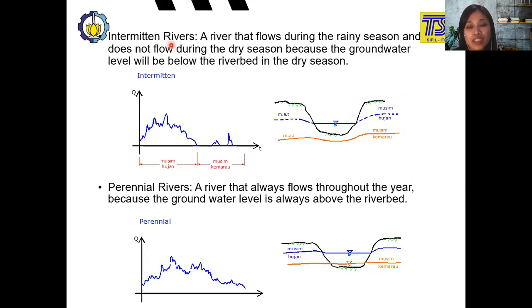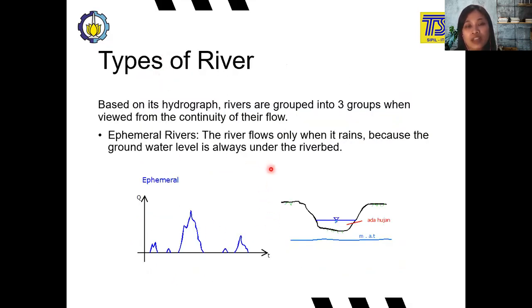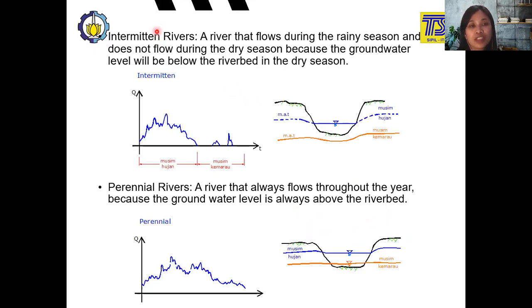The difference is that ephemeral rivers only flow when it rains. When it doesn't rain, even in the rainy season, there's no flow here. It is probably because of the types of soil, so that it cannot prevent the water from coming into the groundwater, so the river becomes dry as soon as there is no rain. But for the intermittent rivers, even though there is no rain, as long as it's in the rainy season, the river can save the water inside the river during the rainy season.